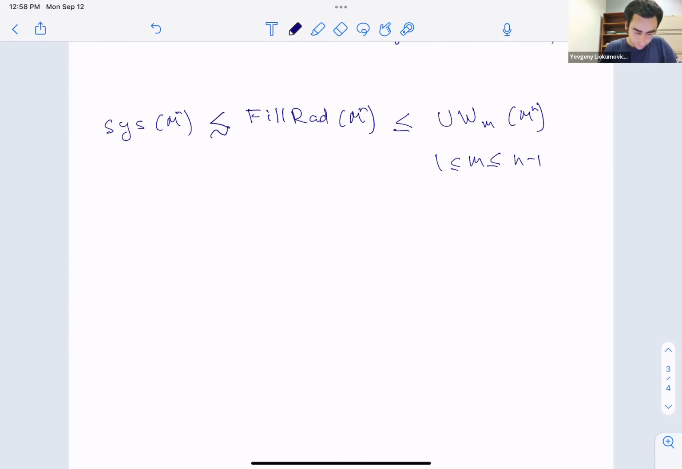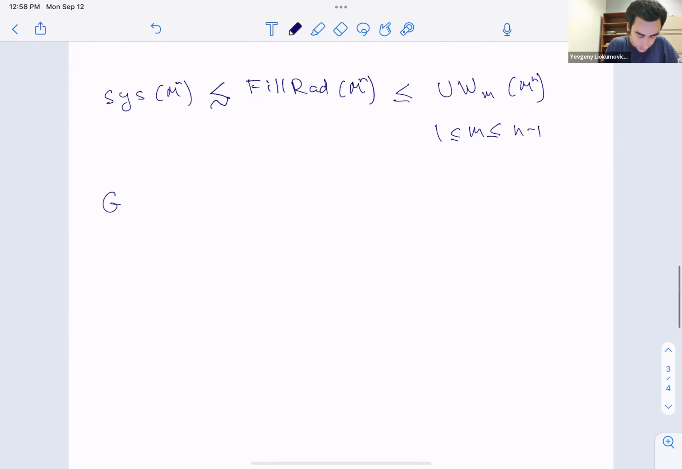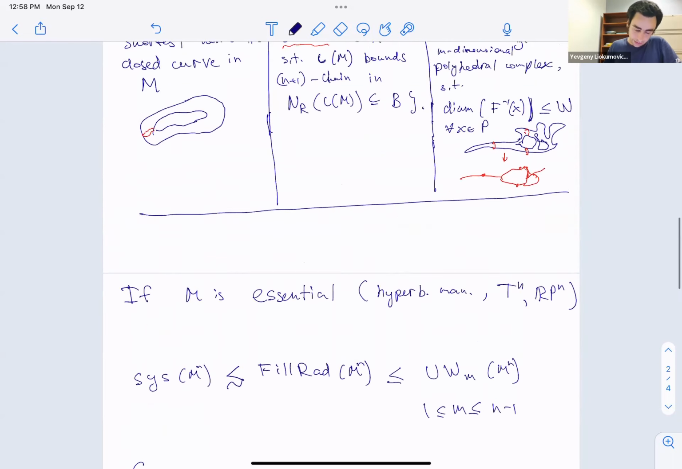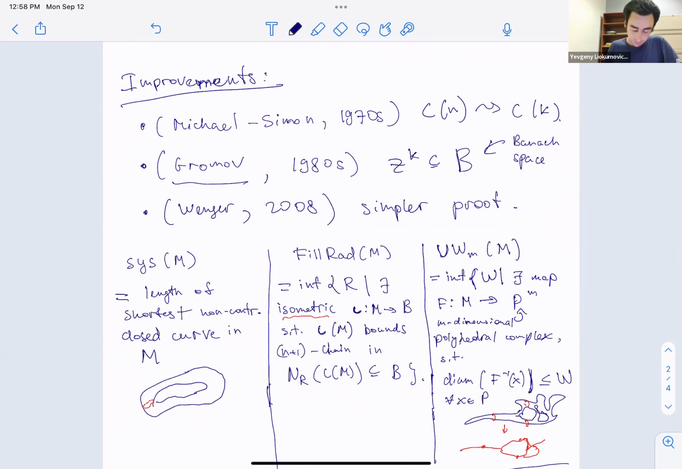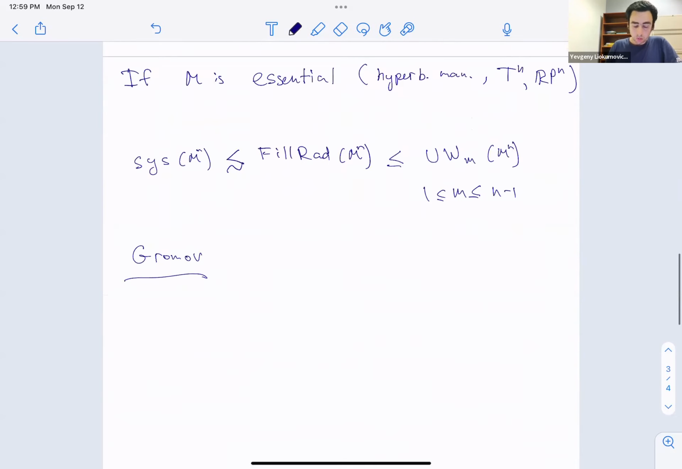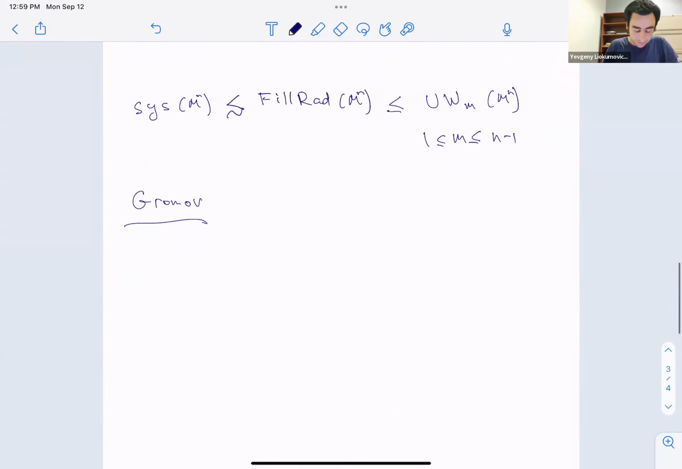Furthermore, Gromov proved the following. He realized that one can use the isoperimetric inequality in the Banach space to control the filling radius and therefore control the systole.